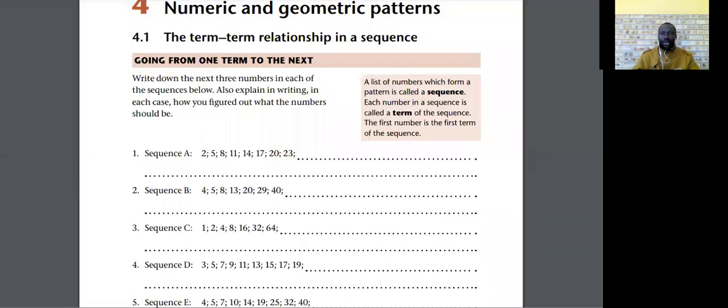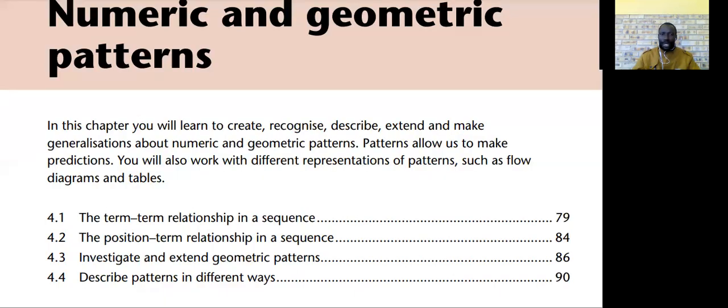We saw this in one previous lesson, that a sequence is formed when we have a list of numbers with a similar pattern. And we also discussed how these patterns can be generated. There are so many ways of generating the pattern. One of the ways, in section 1, that is 4.1, is the term-to-term relationship in a sequence.